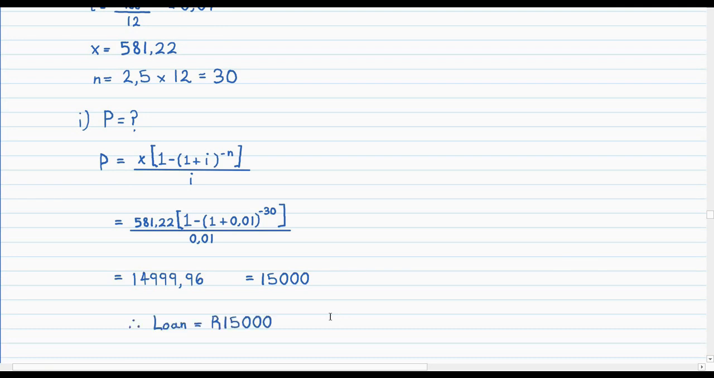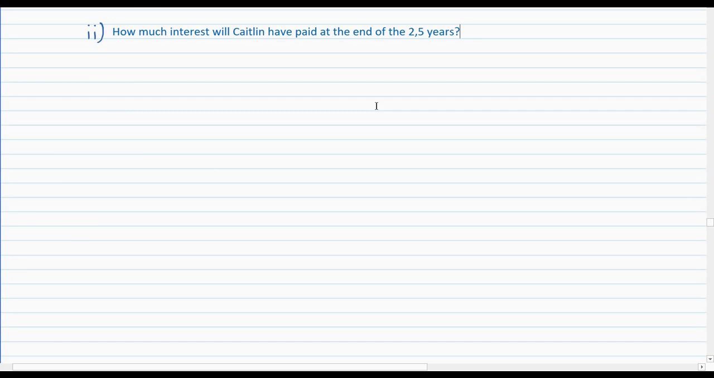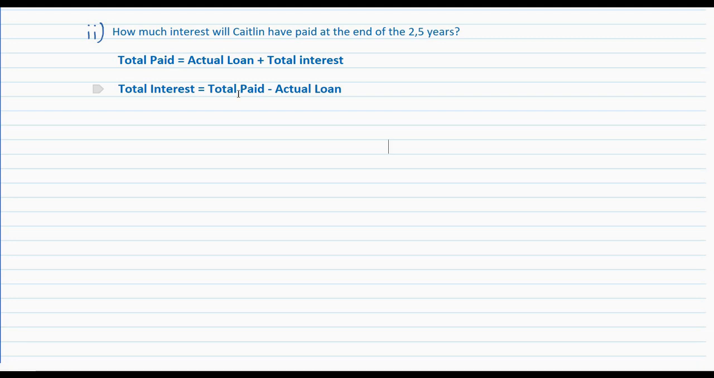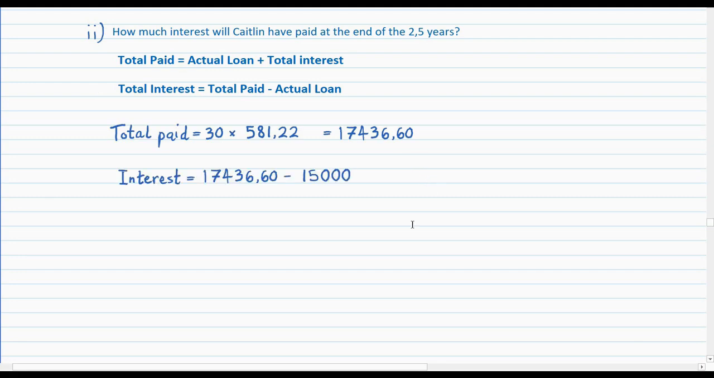The second part of the question asks, how much interest will Caitlin have paid at the end of the 2.5 years? So the total amount she pays over the 2.5 years would be equal to the actual loan plus all the interest it accumulates. Then just make interest the subject. We already know the actual loan, and we can calculate the total paid by saying number of installments times value of each installment. Then just sub these values in, and you finally get the total interest paid as 2,436 Rand and 60 cents. Here's another example.